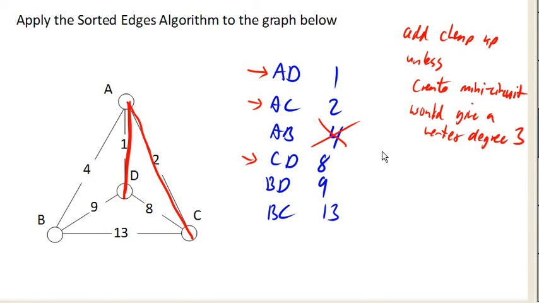Okay, so moving on to this one, B to D, cost of 9. No issues there, so we can go ahead and add that one. And then my only other choice is this one, the B to C, for a cost of 13. So the circuit we end up with is A, D, B, C, A.